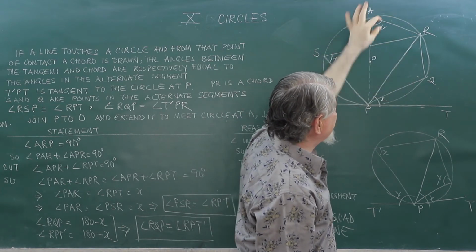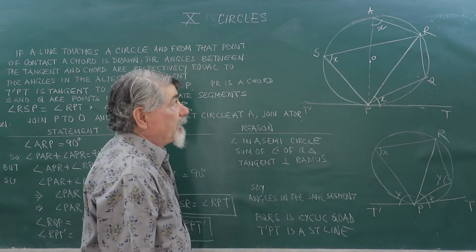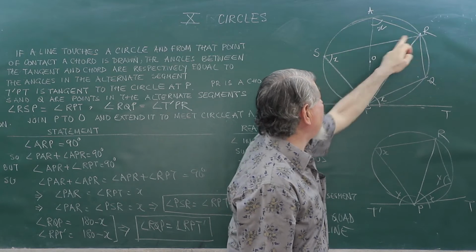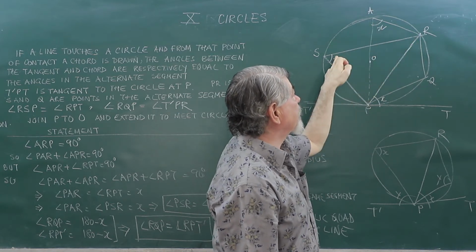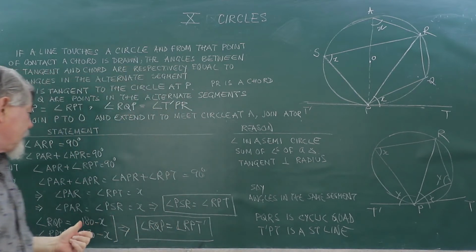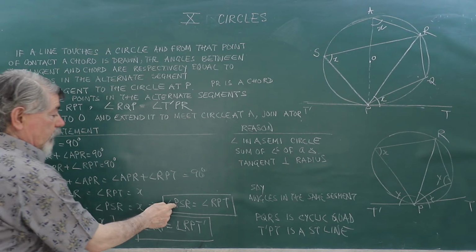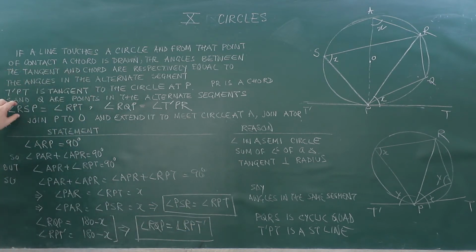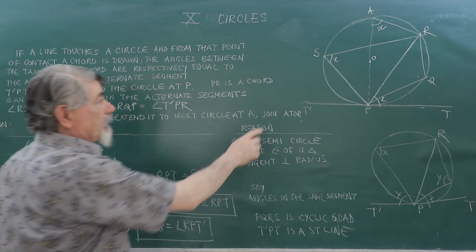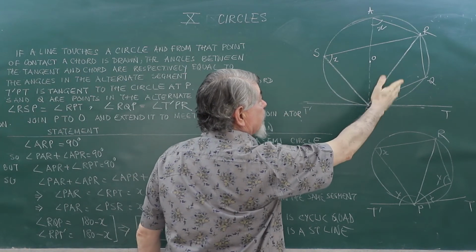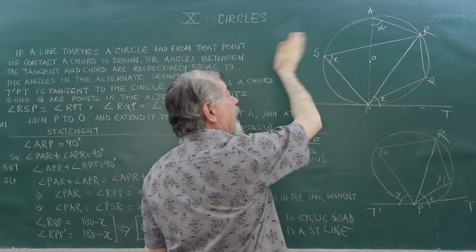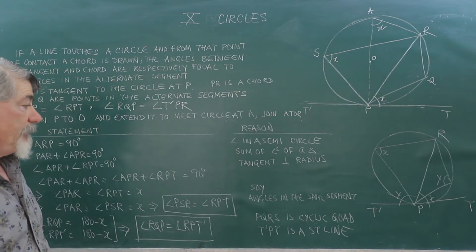That means if this angle is X, this angle is X. But if this angle is X, then angle RSP will also be X because these are the angles in the same segment. That is the next step I have written, that PAR is equal to PSR. So PAR is equal to RPT and PAR is equal to PSR also. That means PSR and RPT are equal, which was the first thing we had to prove. This angle is equal to this angle. The angle between the chord and tangent is equal to the angle in the alternate segment.